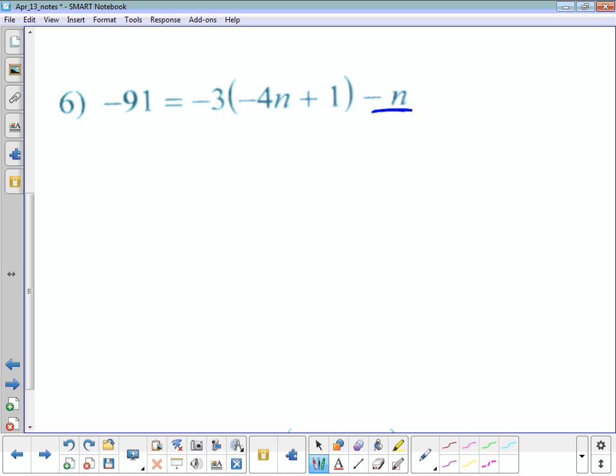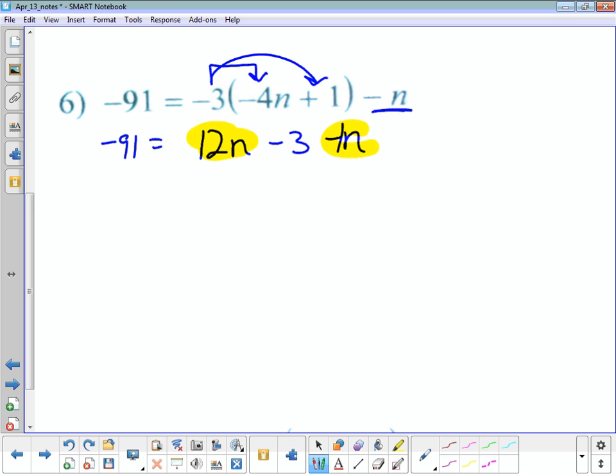So the negative 9, there's nothing else over here. It's nice and simplified. Now I need to take the negative 3 times the negative 4n, and negative times a negative is a positive. So that's a positive 12n, and then I got the negative 3 times the positive 1, which would be a negative 3, and then I'm supposed to subtract n. Now remember, this is a subtract 1n, not just an n, so I can't just pull the n off. So I got a 12n, and I got to take away 1n.